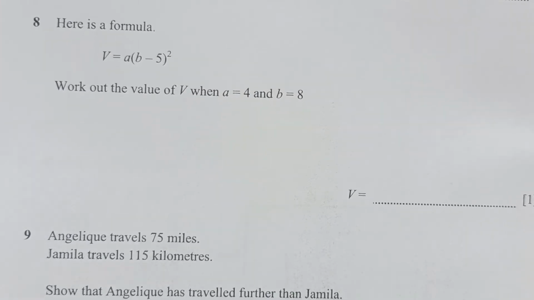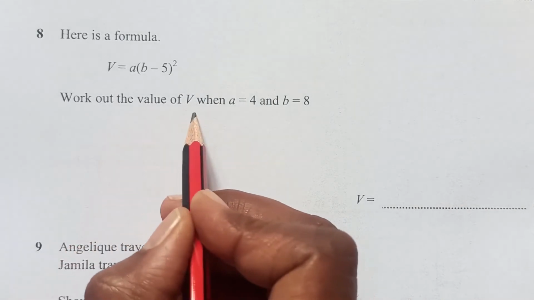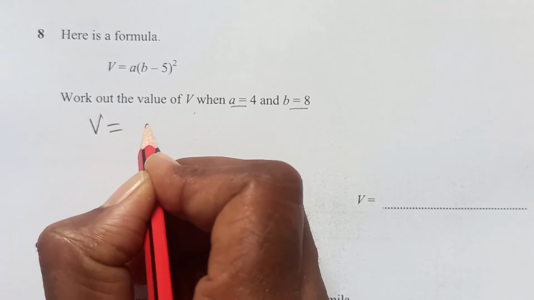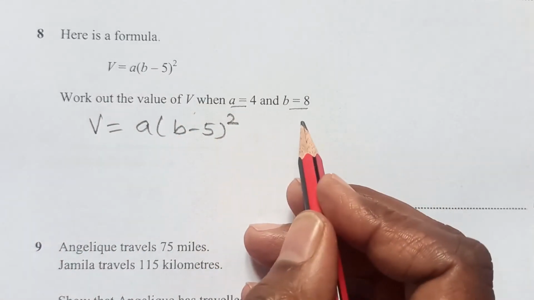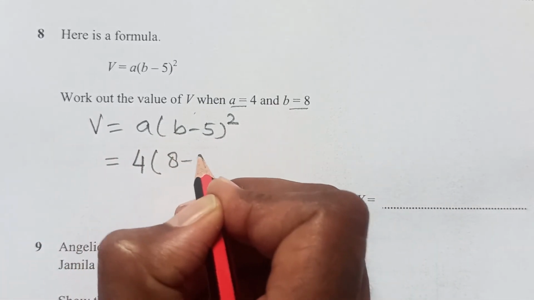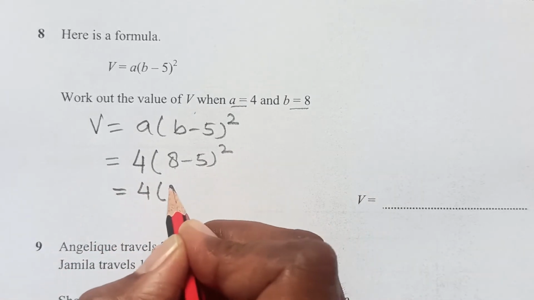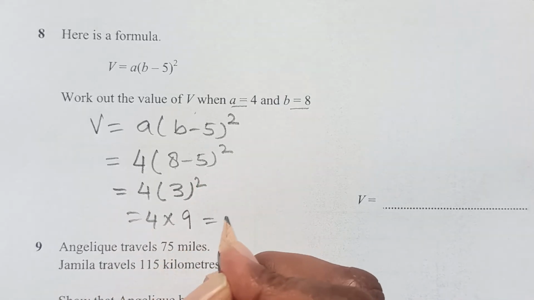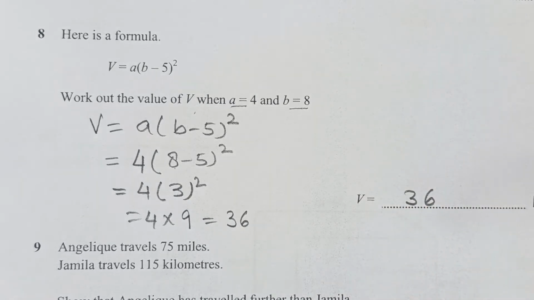Another question. Here we have V is given as A times (B minus 5) whole squared. Work out the value of V when A and B values are given. So V is equal to A into B minus 5 squared. We are just going to plug in the values. A is 4, B is 8, minus 5 and square. Now let's solve. Bracket first: 8 minus 5 is 3, squared is 9. 9 times 4 is 36. So the value of V is 36.